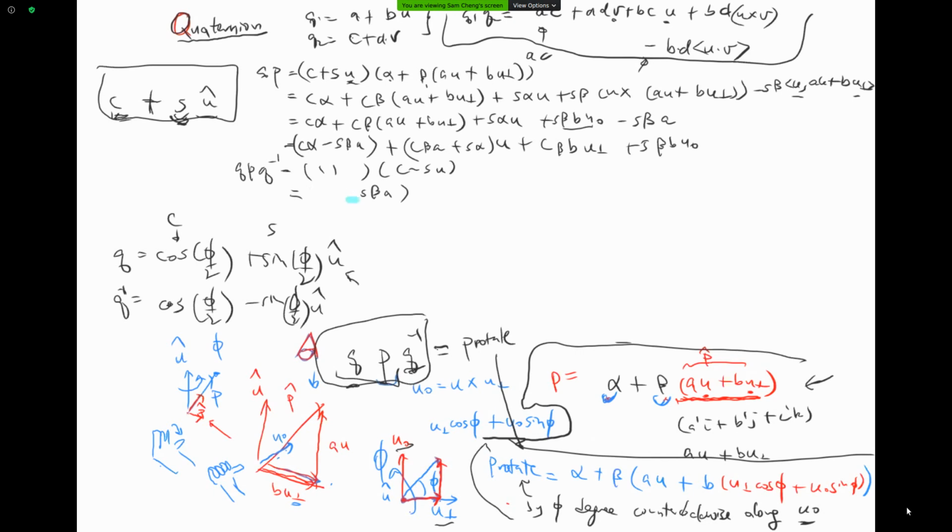Maybe I will expand it anyway. So this is multiplied by C. So C squared alpha minus CS beta A. So this multiplied by this term here. That takes care of the real term. Then I have, let's see, SU multiplied by this guy here. So minus S. Okay, again, I will just expand directly.